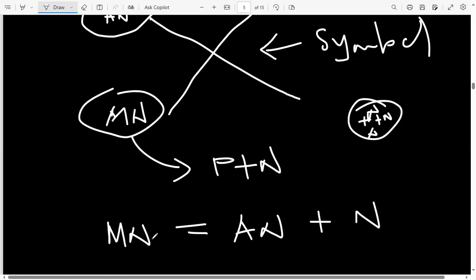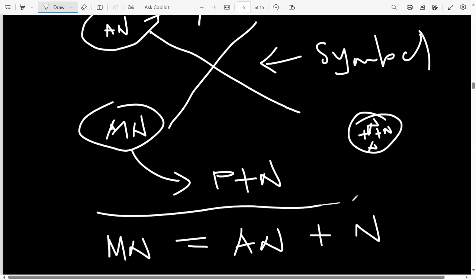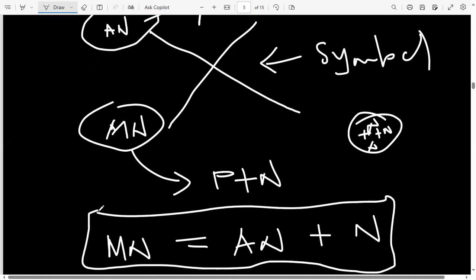If you are given any two of these, you can find the third one. You can be given this and that to find the mass number, or this and this to find the neutron number, or the neutron number and the mass number to find the atomic number. You can be given any. This formula here is the most important formula that you have to know. You will see when we start solving the questions.